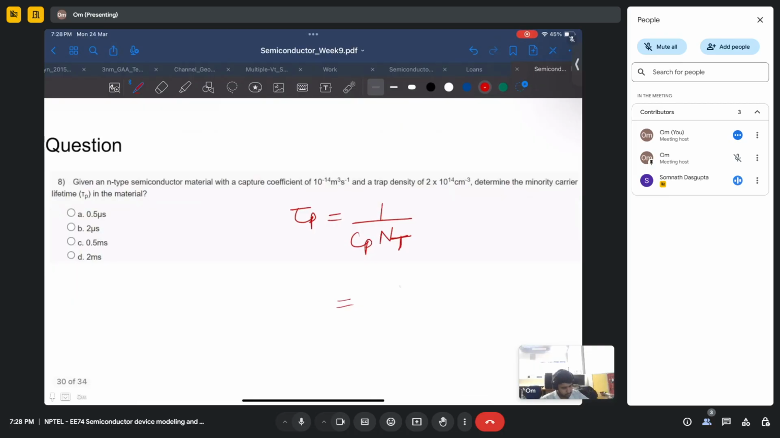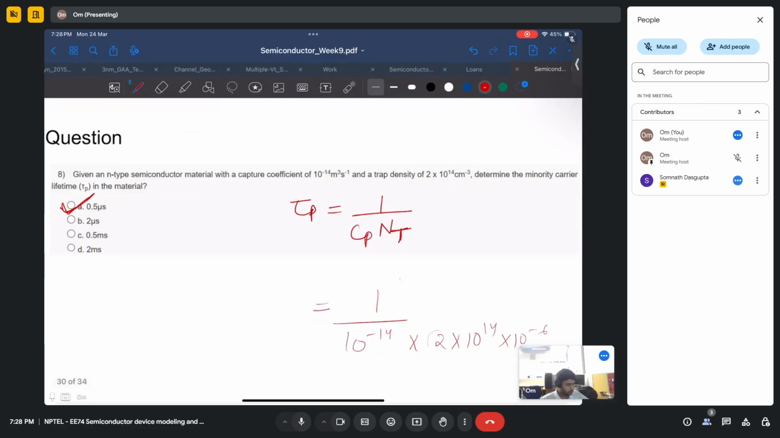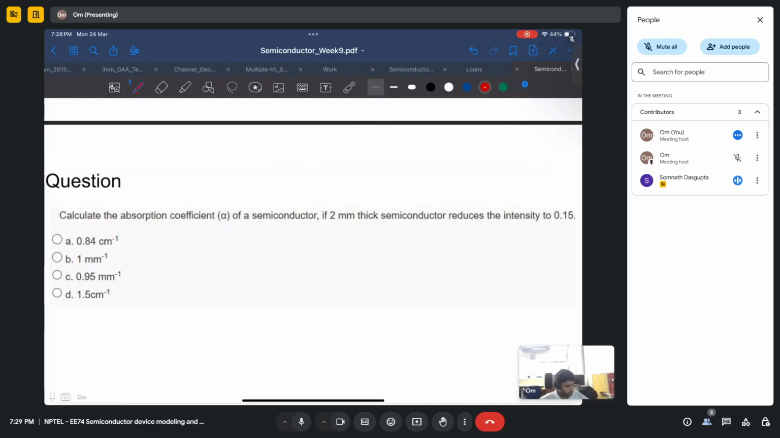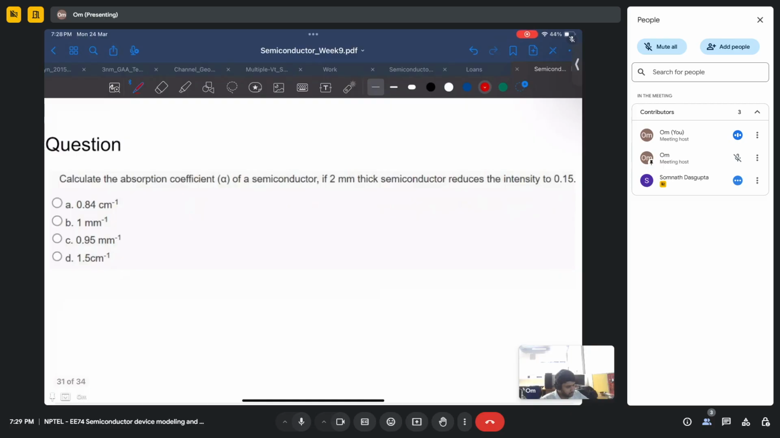Okay. Were the values the same? Just check that. Yeah, 0.5 microsecond. And this is the last question I have for today. Again, I think the value is different now. It was earlier 0.1. This one is 0.15. So the logic is the same.